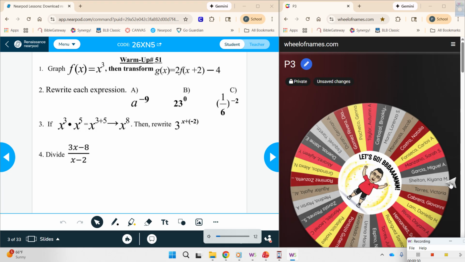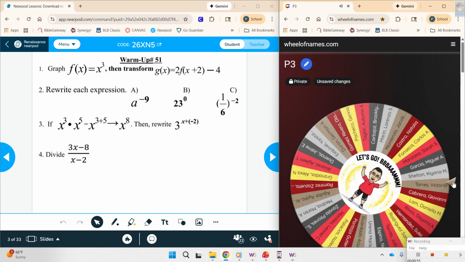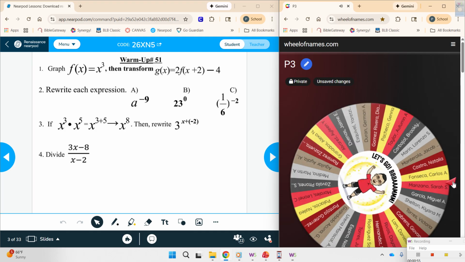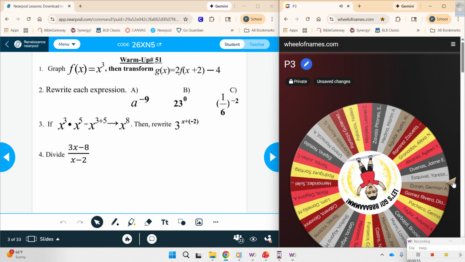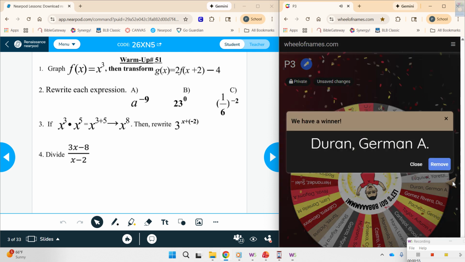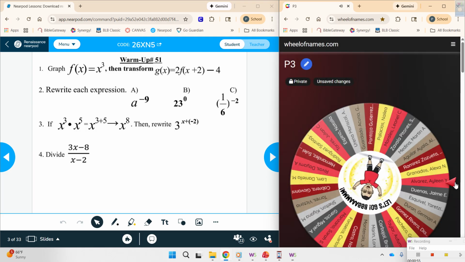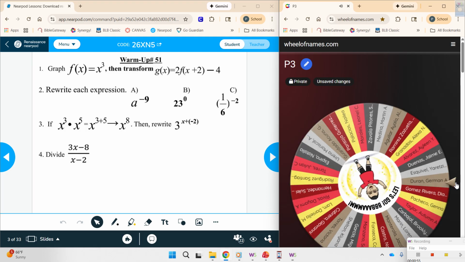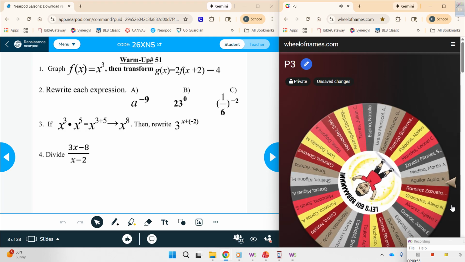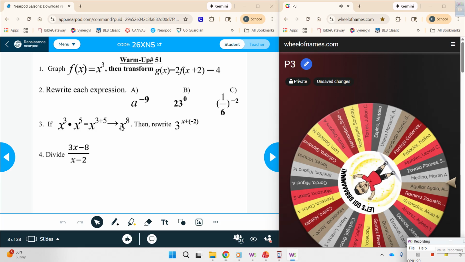Number 2, here goes the spin. Let's go. Oh, German. Let's go. What? Oh, my goodness. All right, let's do another one. One over 8 to the power of 9. Hands if you got that.